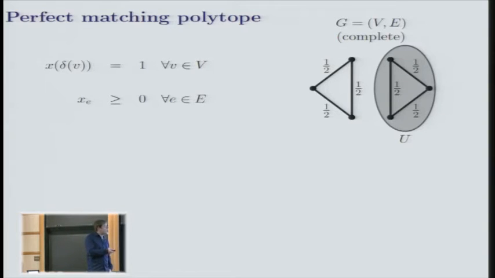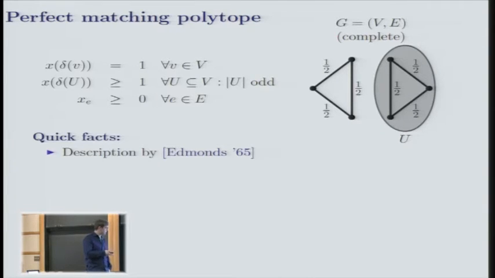And the way you do that is you look at any odd cut, and then you say that if you have an odd cut, then any matching must cross the odd cut at least once. So you can add an inequality saying this: for every odd cut, you need at least one edge crossing the odd cut. And it's a classical result of Jack Edmonds that these inequalities precisely describe the perfect matching polytope.